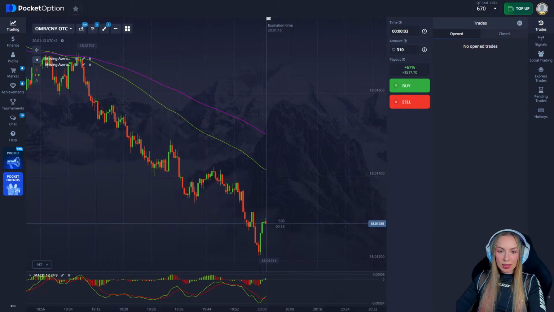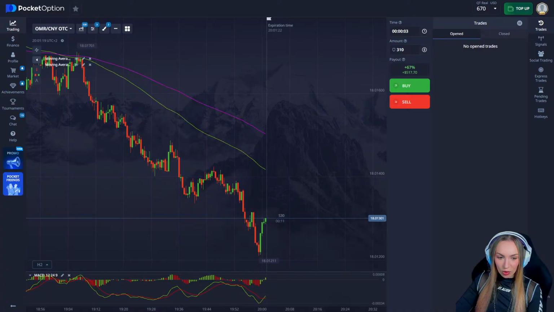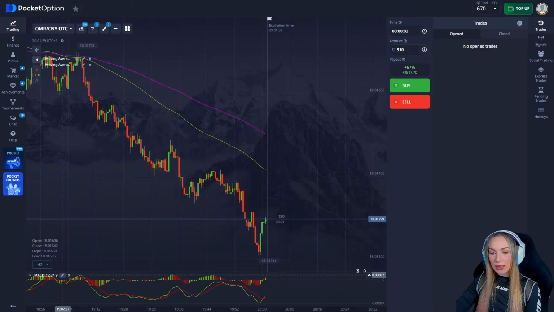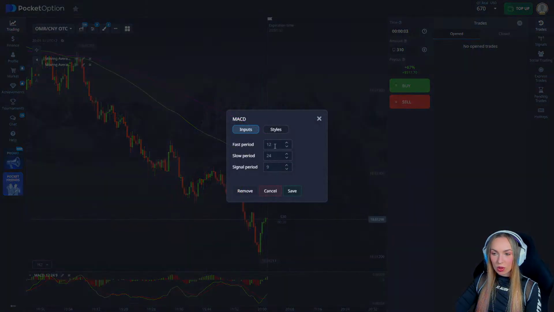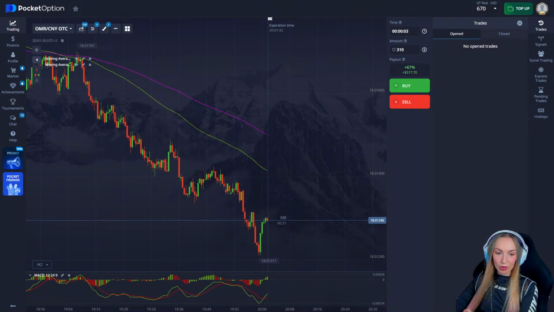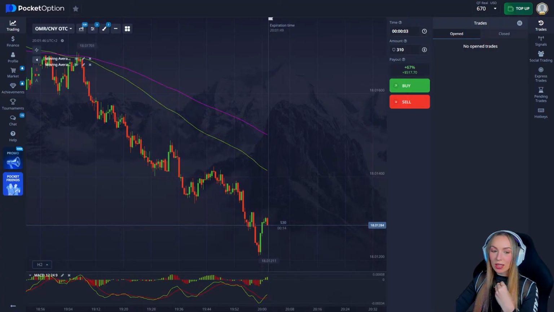Today we are continuing my challenge to increase the deposit from $500 to $5,000. As usual, I'm using my favorite strategy with MACD, where fast period 12, slow period 24, and signal period 9.